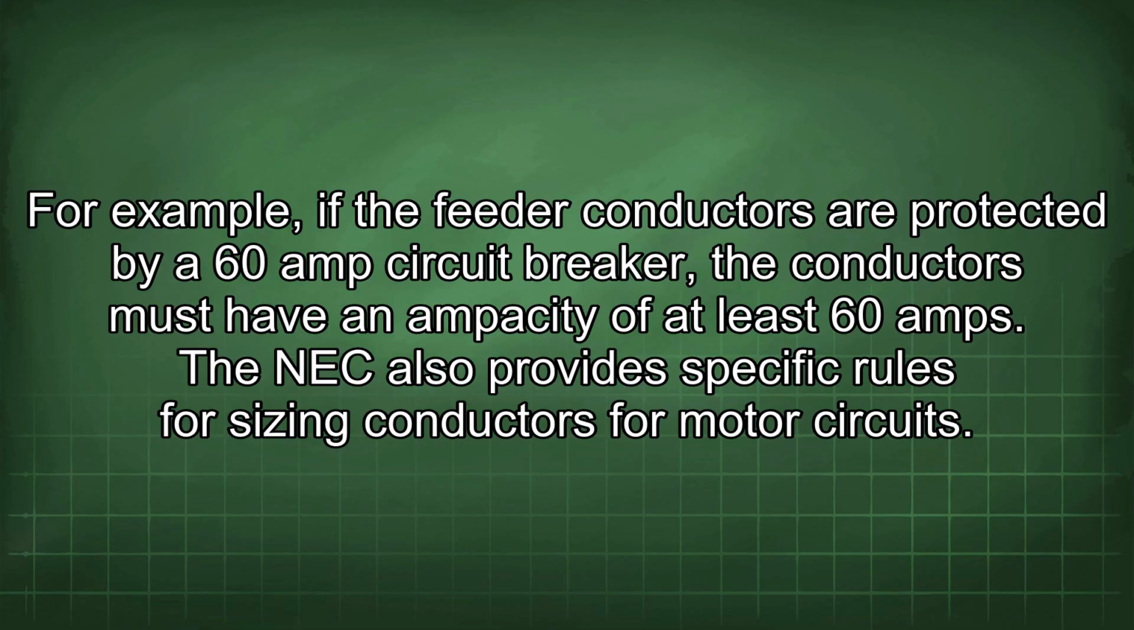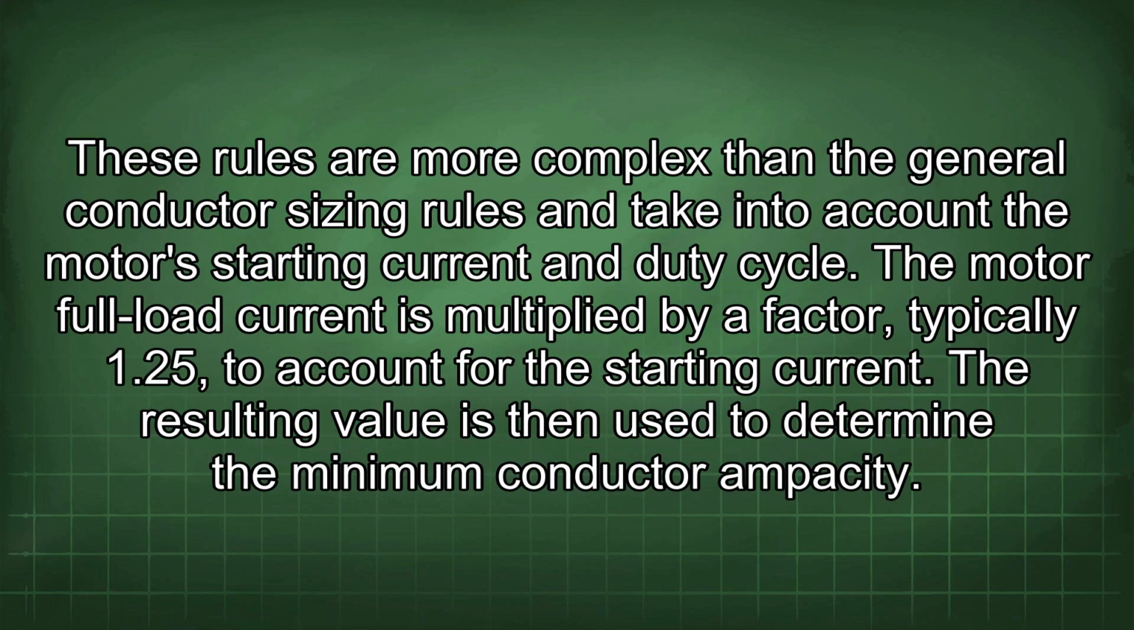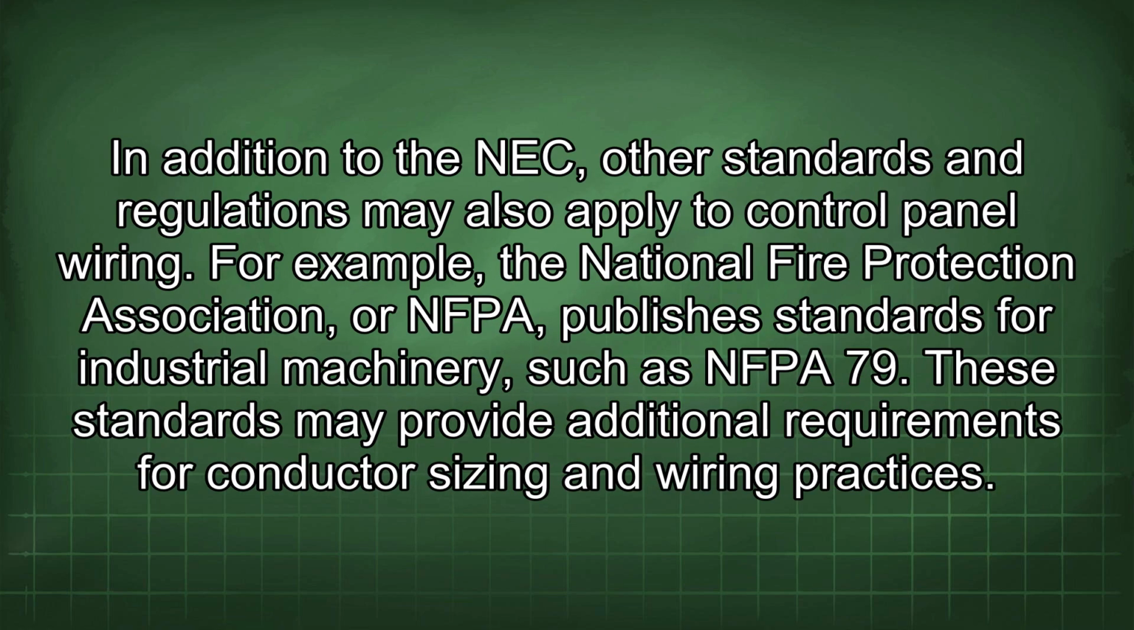The NEC also provides specific rules for sizing conductors for motor circuits. These rules are more complex than the general conductor sizing rules and take into account the motor's starting current and duty cycle. The motor full load current is multiplied by a factor, typically 1.25, to account for the starting current. The resulting value is then used to determine the minimum conductor ampacity. In addition to the NEC, other standards and regulations may also apply to control panel wiring.